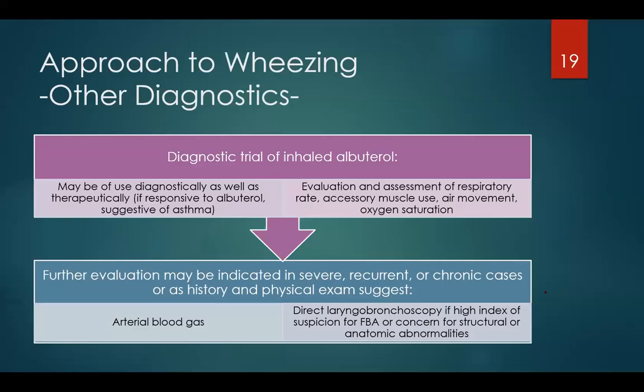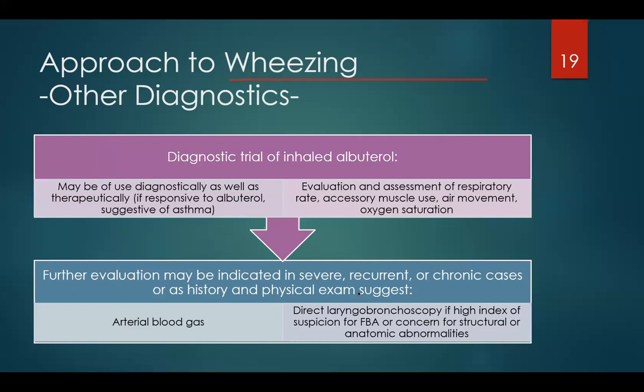So the approach to wheezing and other diagnostics, well, a diagnostic trial of inhaled albuterol. That always kind of points us toward what the probable diagnosis is. It's diagnostic as well as therapeutic. So if we have a child that comes in with wheezing and we do an albuterol treatment and the wheezing improves, they're better able to move air and they're not using that accessory muscle use, then we can with good certainty assume that that was probably asthmatic.